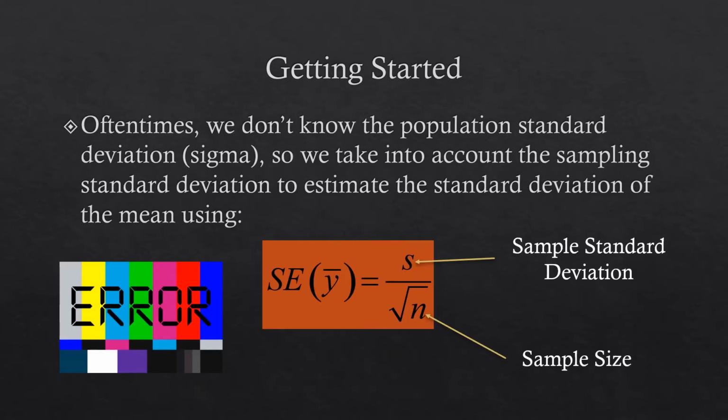So when it comes to finding a confidence interval for a population mean, we are not going to use that standard deviation formula because we typically don't know what the population standard deviation is. So instead, we settle for standard error, which we talked about before, and we just take our sample standard deviation divided by the square root of n, which is our sample size.